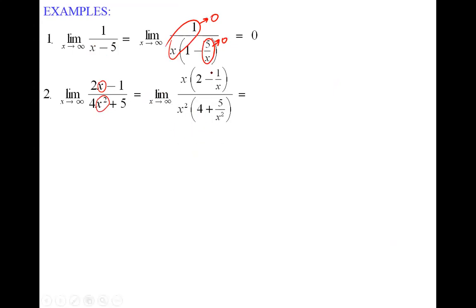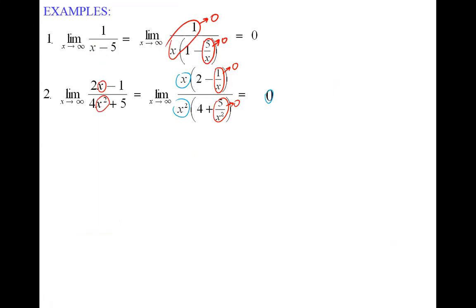Okay, but now we can see 1 over x goes to 0. 5 over x squared also goes to 0. Doesn't matter that it's 5. Denominator is showing me a huge number. And then I can simplify this and I will have 1 over x. We can see, because this is only 2/4, a finite number, not really important when I compare to the infinity. That means x over x squared is 1/x, and 1/x also goes to 0.